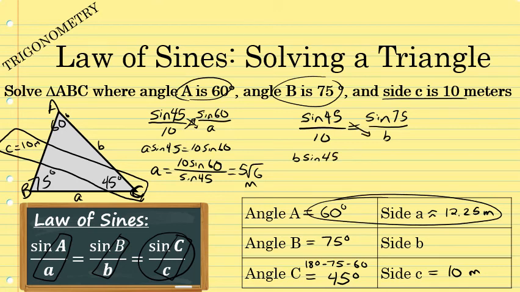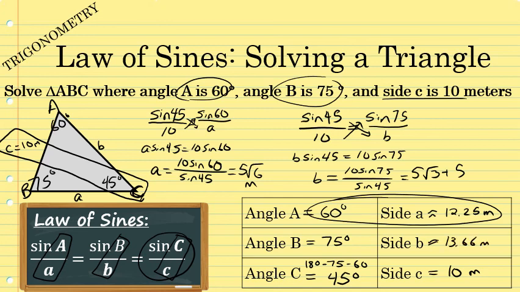I'll cross multiply. B times the sine of 45 is equal to 10 times the sine of 75. Again, this equation can be solved in one step. I can solve for B by dividing both sides of the equation by the sine of 45. Again, this is an irrational number. It can be stated exactly as 5 root 3 plus 5, but rounded to 2 decimal places, side B is 13.66 meters. Now that we have the measures of all of the angles and the lengths of all of the sides, we have solved this triangle.